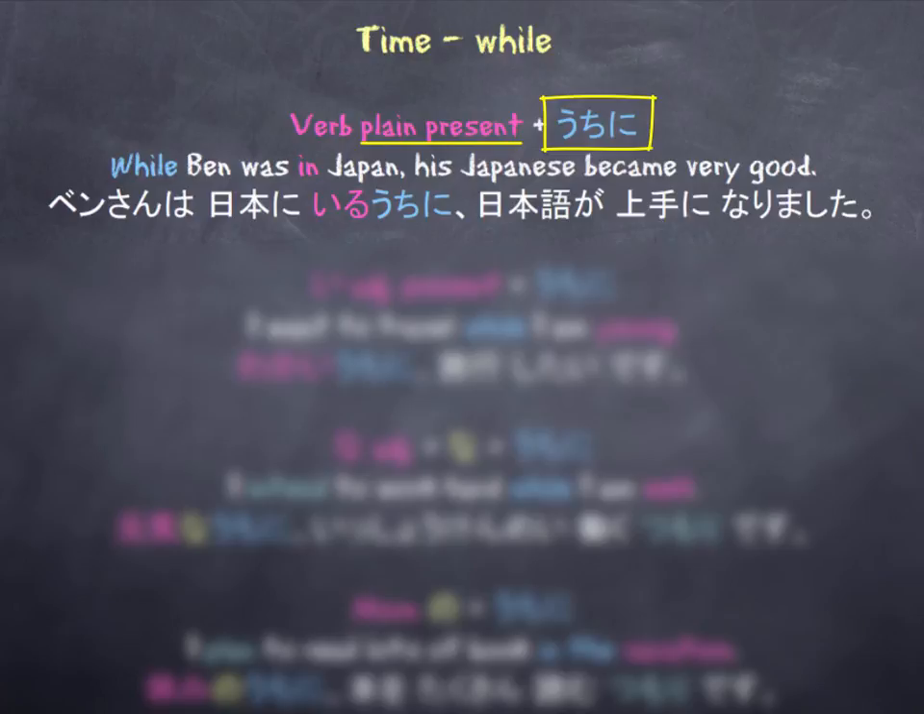Not all verbs need to be put into their past tense if the sentence needs to be past tense, just the final one. For example, while Ben was in Japan, his Japanese became very good. Ben-san wa Nihon ni iru uchi ni Nihongo ga jouzu ni narimashita. So we have here our verb in its plain present state, iru, from the verb imasu, and we're going to simply attach uchi ni to that. So we have iru uchi ni, and that roughly means while I was in.